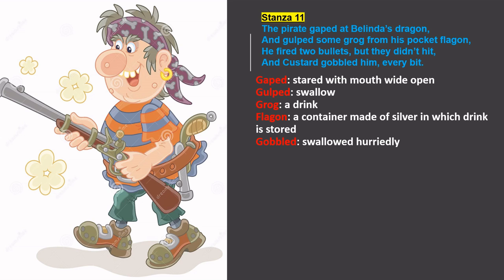So you see some words here. Gaped, it means stared with mouth wide open. Gulped means to swallow. Grog is actually a drink. Then flagon, a container made of silver in which drink is stored. Okay, a flagon is a container. And gobbled here means swallowed hurriedly, swallowed very fast.